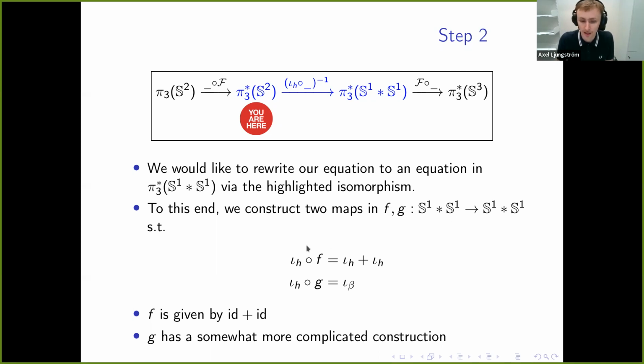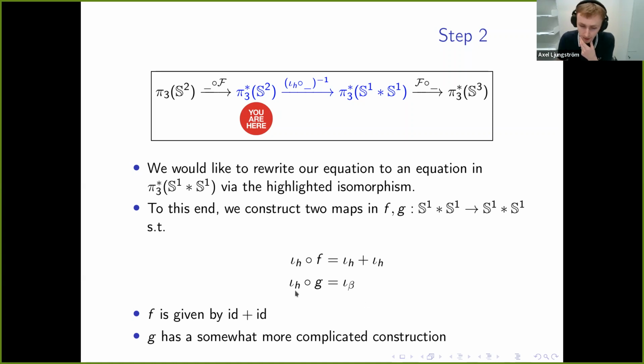So what I'm saying explicitly is we want to construct two maps F and G from S1 join S1 into itself, such that if you compose F with the Hopf map, you get the Hopf map plus the Hopf map, and if you compose G with the Hopf map, you get the Brunerie map. So F is kind of obvious when you look at it. It's just the identity plus the identity. That solves this kind of trivially.